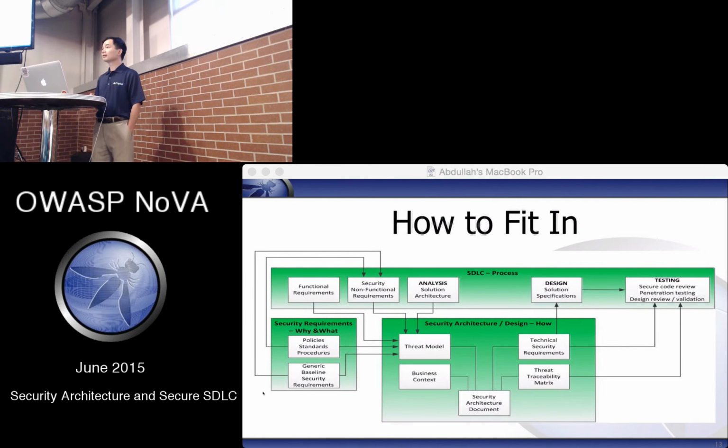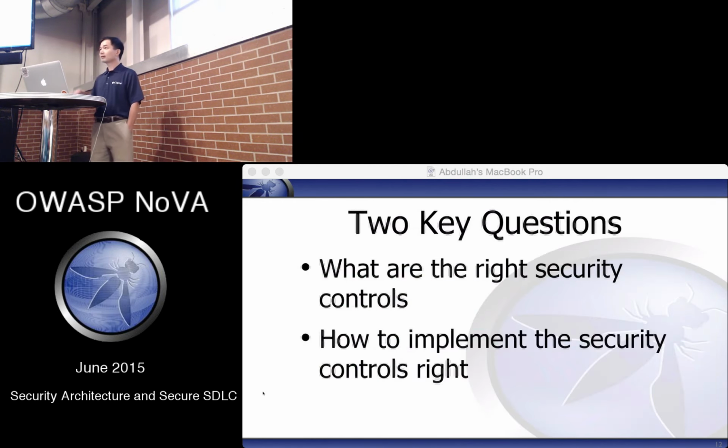Can I ask a question? Yes. Can you go back to the previous slide? Is there any process to find out what the right security control is? How do you determine that this control is the right control? Because you have so many stakeholders. You have compliance, you have security business practices, you may have some other company-specific policies. So how do you arrive at that?